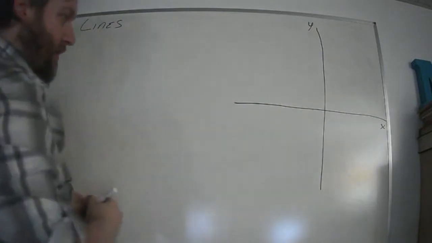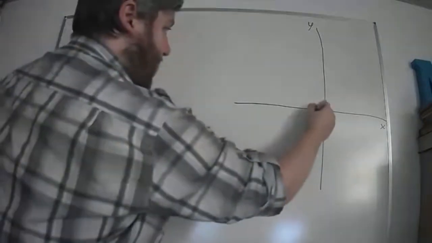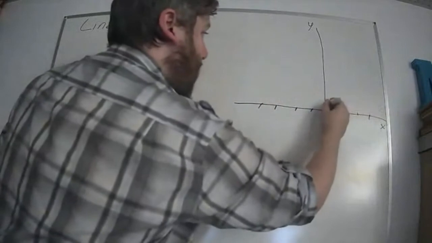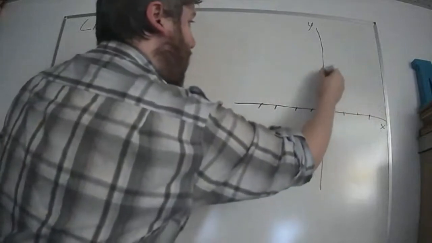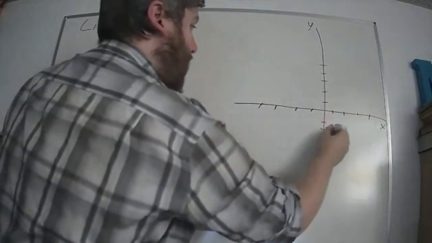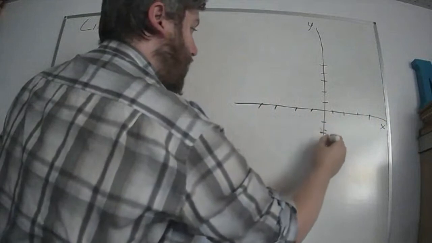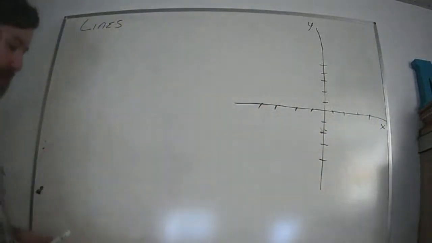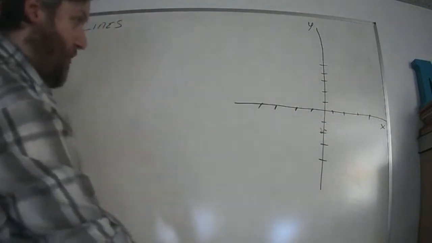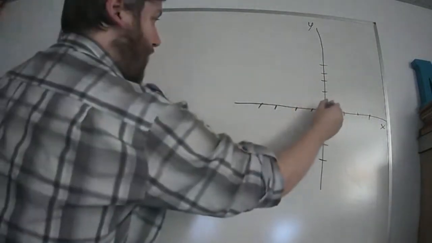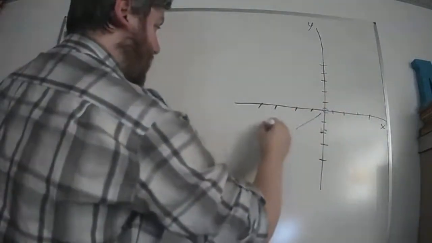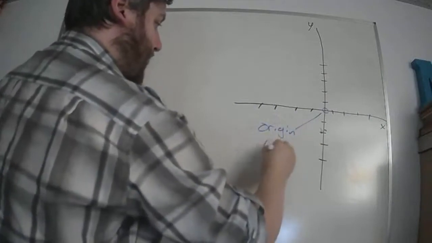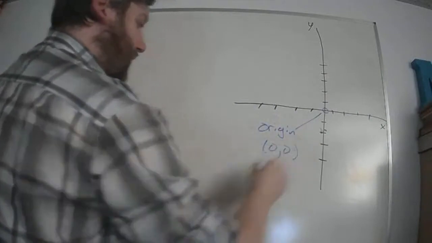And we, just like with a number line, divide these up into points. And each of these points has a name. The most important one being here at the center, which is called the origin. And it's also given the designation 0, 0.